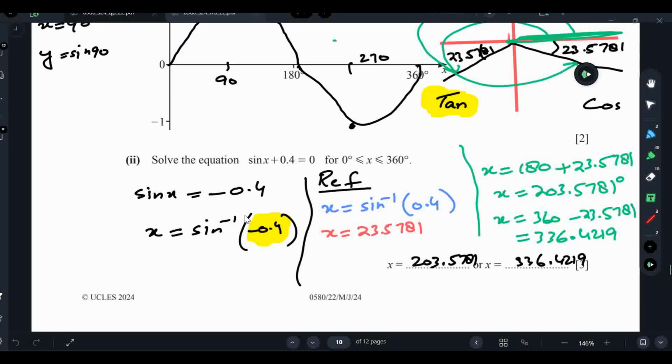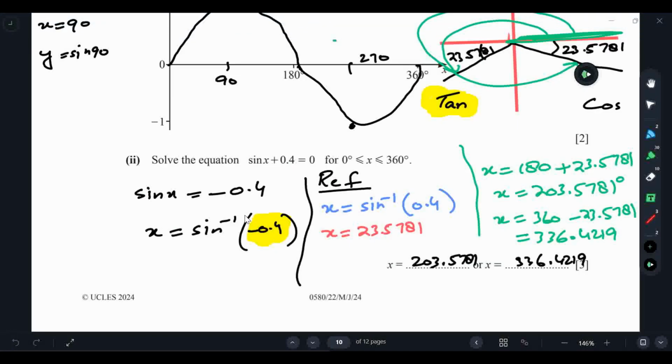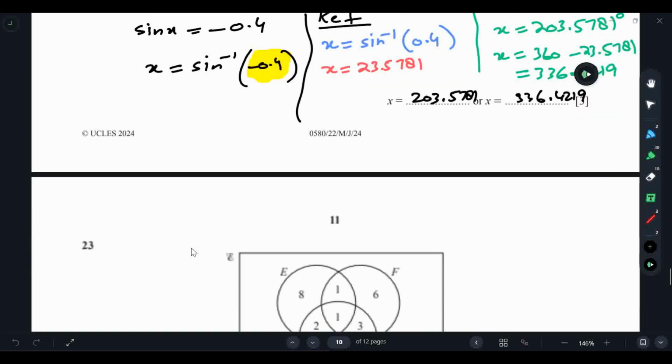203.6 and 336.4. We need to round it off up to 1 decimal point, because it is given in the instruction on the first page that we need to round it off up to 1 decimal place.